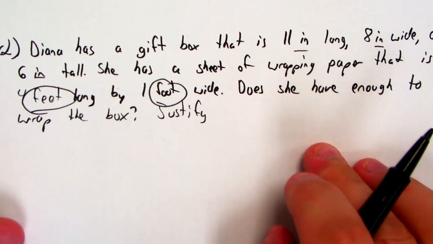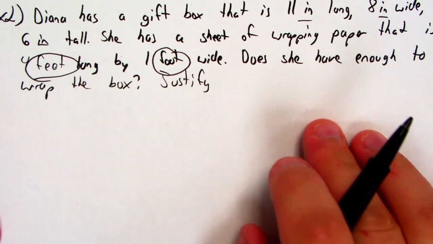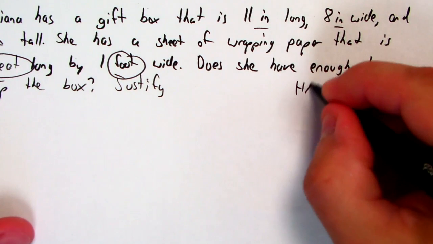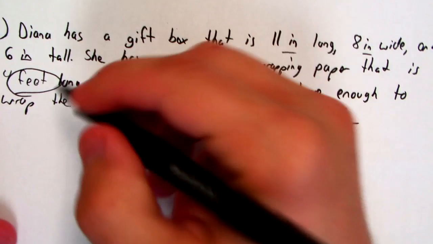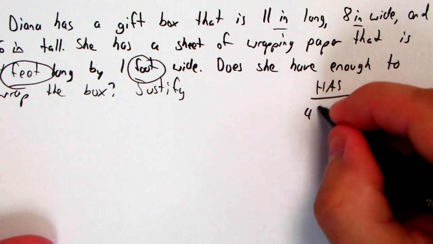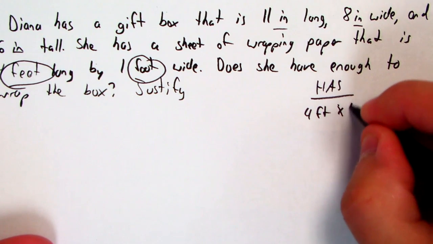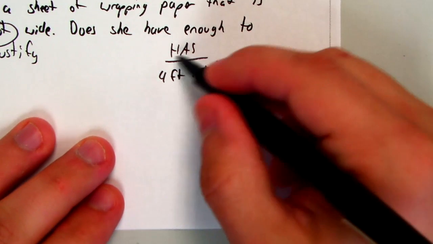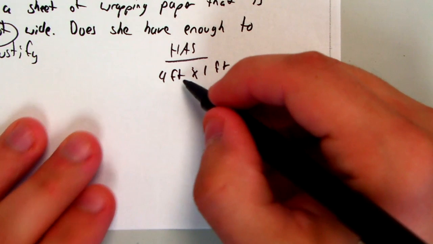So let's talk about what she has. That'd be 4 feet by 1 foot. And we really should be talking about getting these in inches. So 4 feet, if there's 12 inches per foot, 4 feet would be 48 inches.